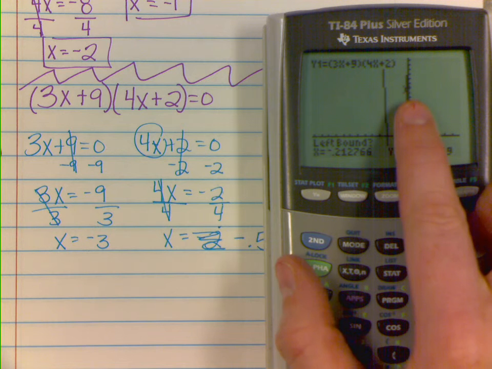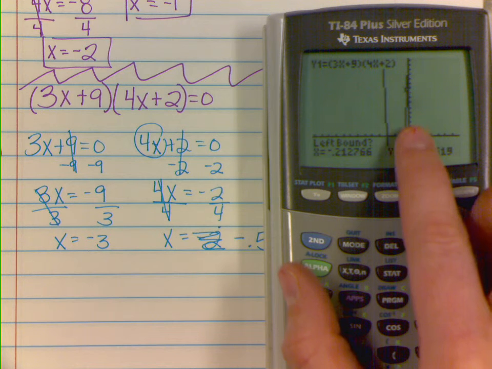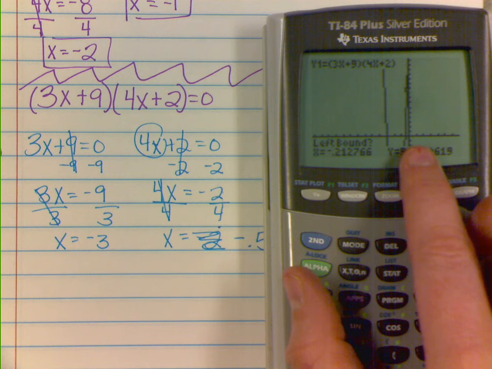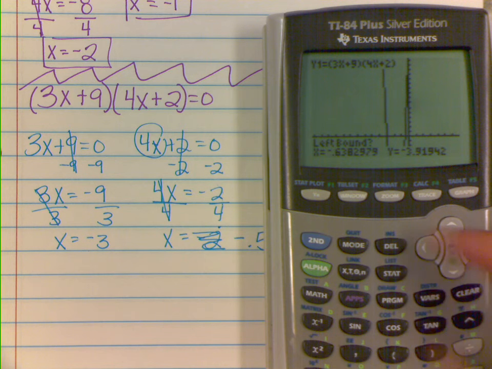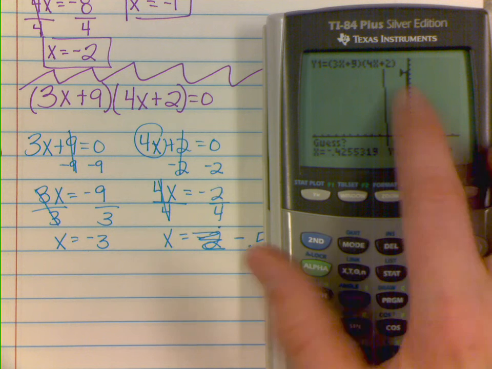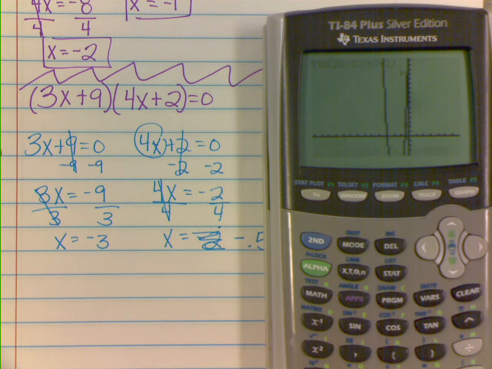Now, am I to the left of it up here, or am I to the right of it? You're to the right, so you got to go to the left. Then go to the right. Your arrows should be pointing in. Press enter, and there it is, negative 0.5. You see that, Jesse? Did you get it?